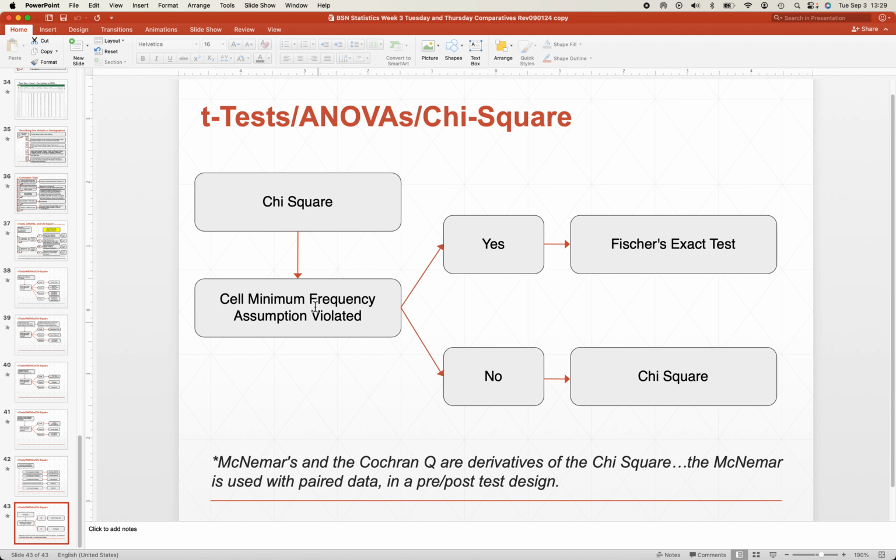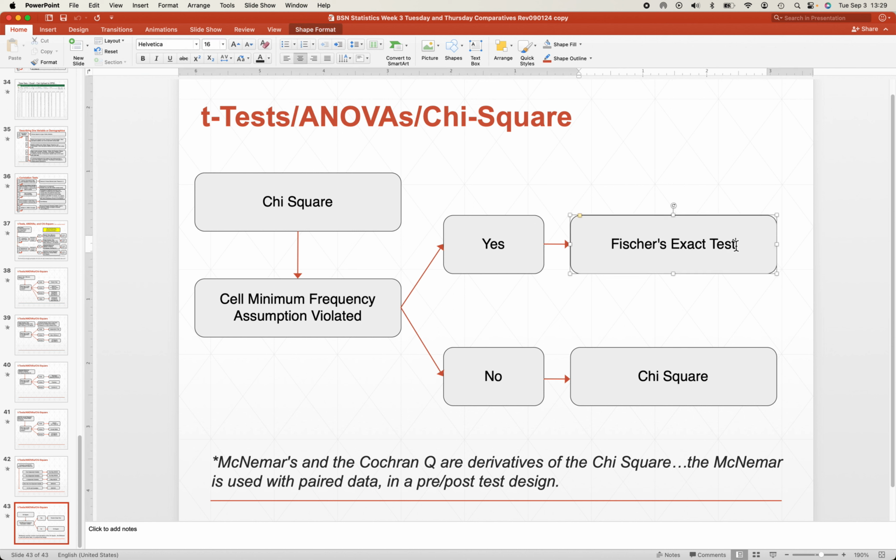When we get down to the chi-square, and we'd be directed here at another point in the algorithm, then we have to find out about our cells. Remember I showed you the cross tabulation. If we don't have any zeros in our cross tabulation, and no more than one cell less than 5, we can use the chi-square. But if those assumptions are violated, we can use the Fisher's exact test. The Fisher's exact test is a little bit more conservative measure of p-value than chi-square.